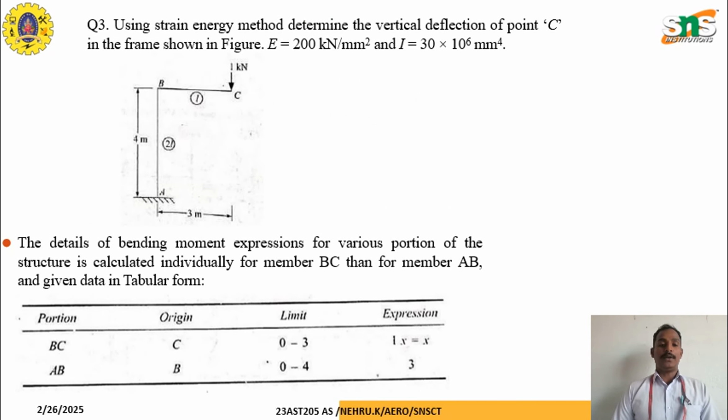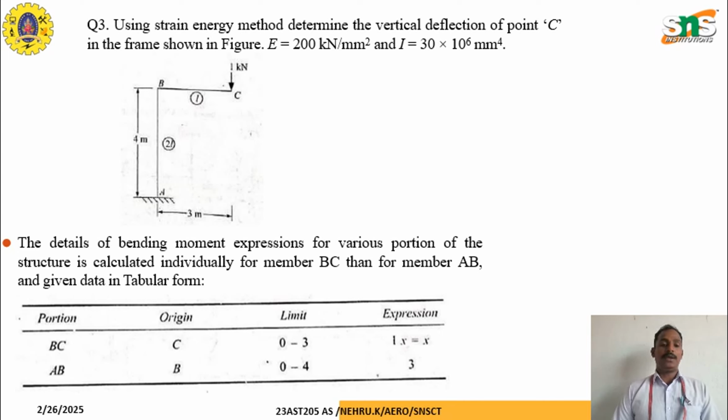Coming to the third point of the frame: using the strain energy method, determine the vertical deflection of point C in the frame shown in the figure. E equals 210 kilonewton per mm square, and the moment of inertia I equals 30 to the power of 6 mm to the power 4.